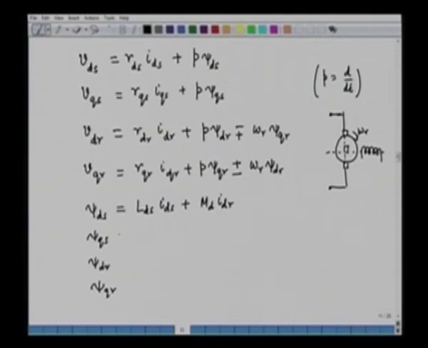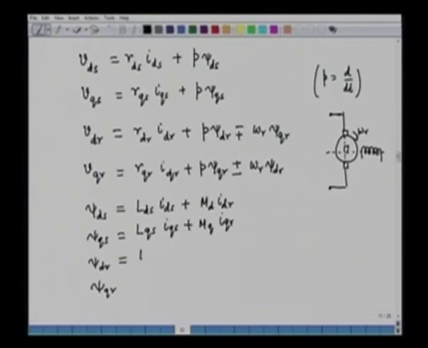In a similar way, I can write down the flux linkage in the q axis stator, that is LQS IQS, the flux in the q axis stator due to its own current, and the flux in the q axis stator due to the current in the q axis rotor, MQ into IQR.